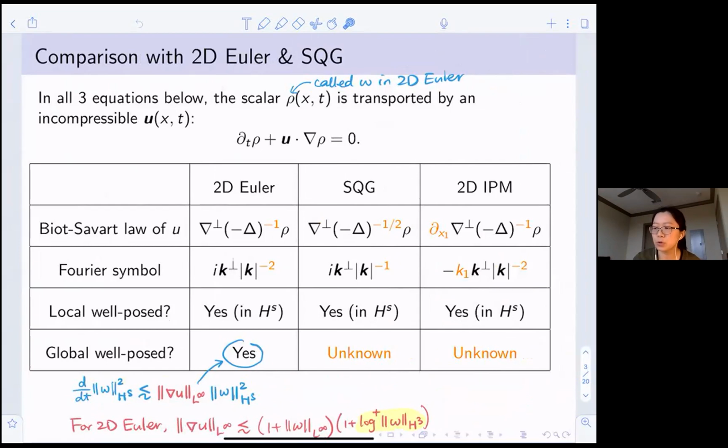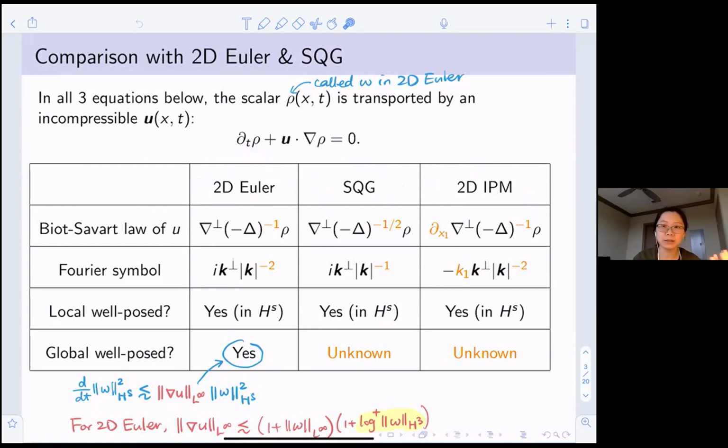Since this is the transport equation where a scalar rho is being transported by a vector field u, let me compare it to several other equations that look quite similar in the fluid community. I'm going to compare this incompressible porous media equation with the 2D Euler equation and the 2D surface quasi-geostrophic equation. The common thing is that all these three equations describe a certain scalar.